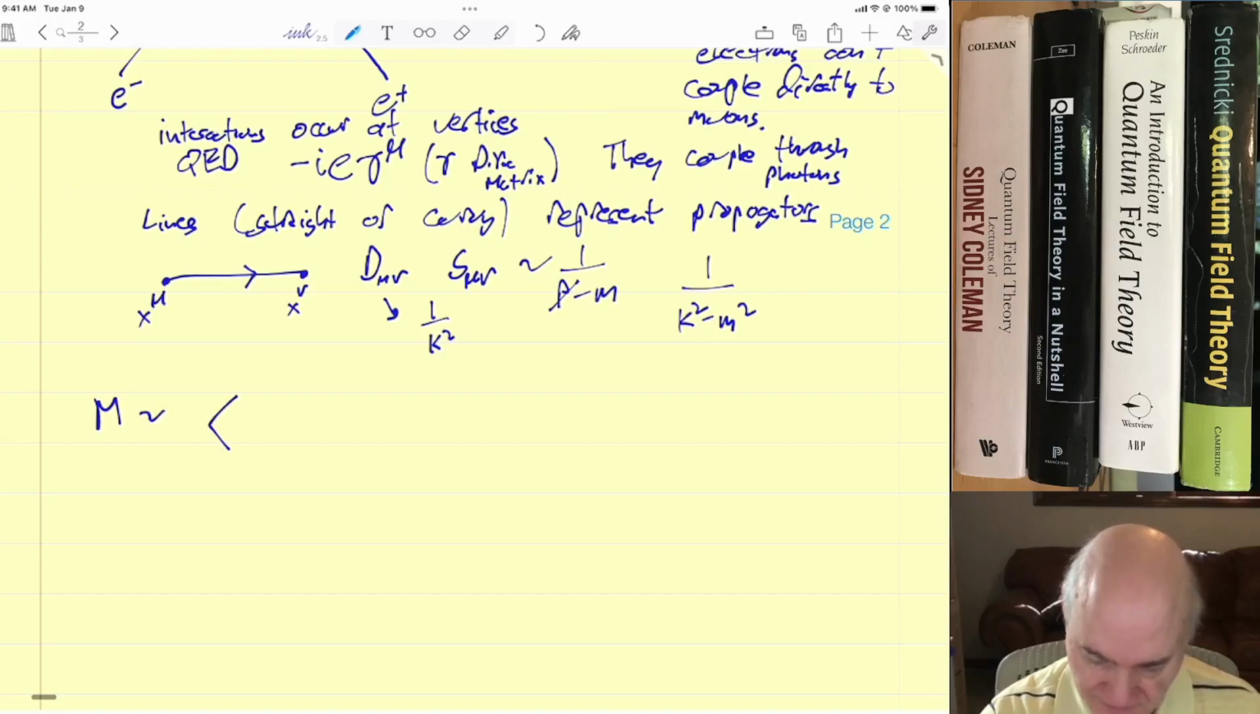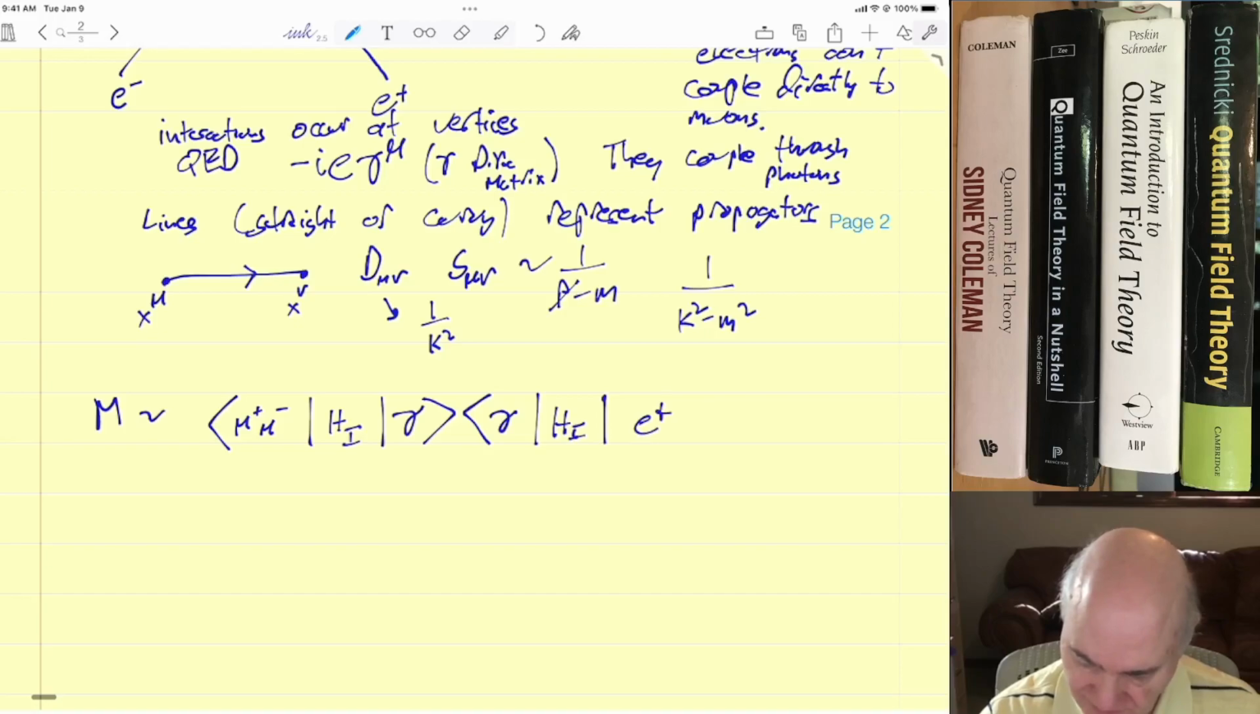They basically say the final state is mu plus, mu minus. There's some kind of interaction at the vertices. We have an intermediate state, which is a gamma, and this is the summation. Gamma, gamma, H_I again at the vertices, and E plus, E minus. Again, standard quantum mechanics. This is in, this is out. This is like a sum over intermediate states.